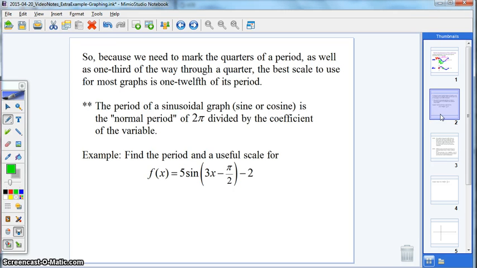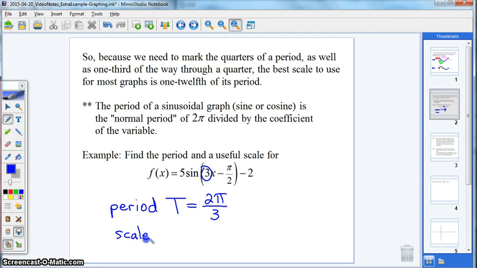As an example, let's find the period, and then a useful scale for graphing f of x equals 5 sine of the quantity 3x minus pi halves, all minus 2. Remember that period is symbolized with a capital T. So I'm going to take the normal period of sine and divide it by that coefficient on the inside with x, and I get that the period of this graph is going to be 2 pi thirds. Period used to be 2 pi for sine, but that 3 is compressing it, and so now the period, the length of time it takes to complete one cycle, is only 2 pi thirds.